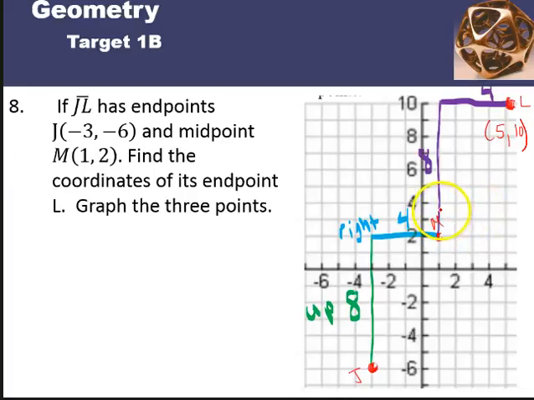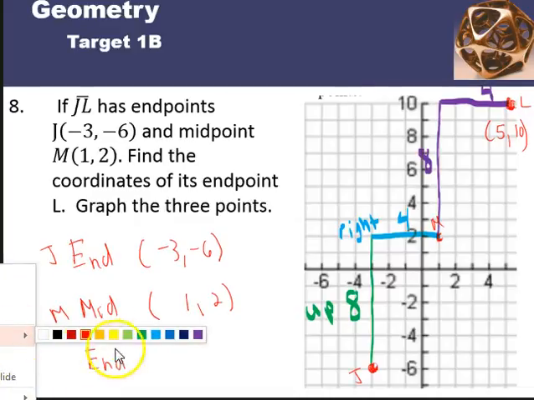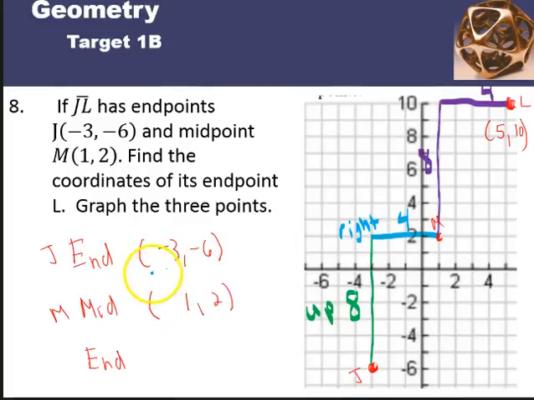So that's one method. The other method is to use this formula. So the formula is, remember, you write end, mid, and then end. So the endpoint that we know was J, and that was negative 3, negative 6. The midpoint that they gave us was M, and that was 1, 2. So by using only addition or subtraction, how do I get from negative 3 to 1? So you ask yourself, what do I add or subtract from negative 3 to get 1? And the answer is I added 4.